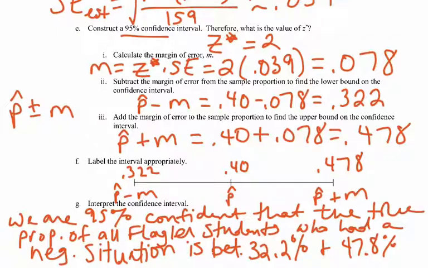So we don't know what the true population proportion is, but we are fairly confident we have a range of plausible values. We think it's between 32.2% and 47.8%.